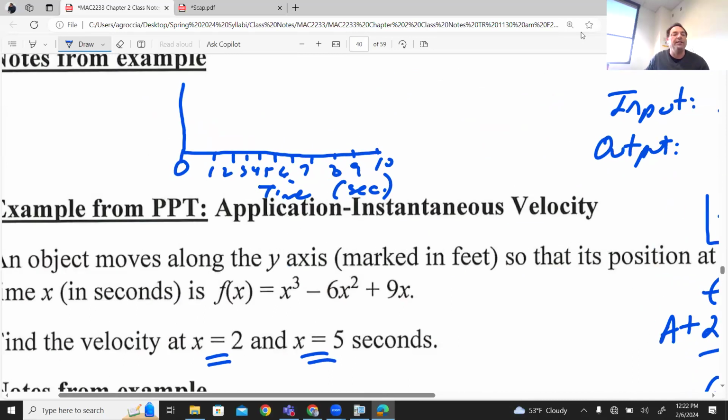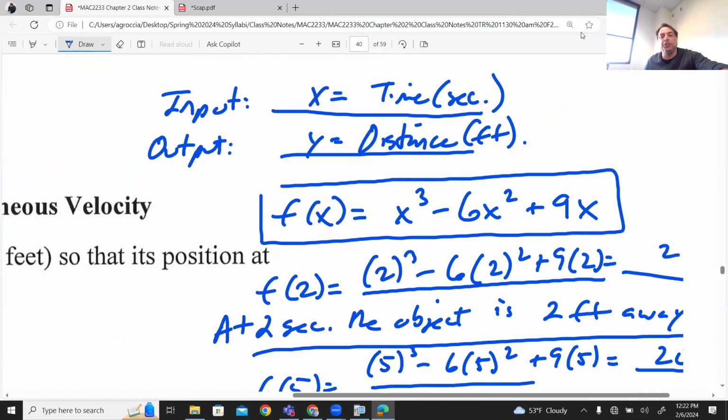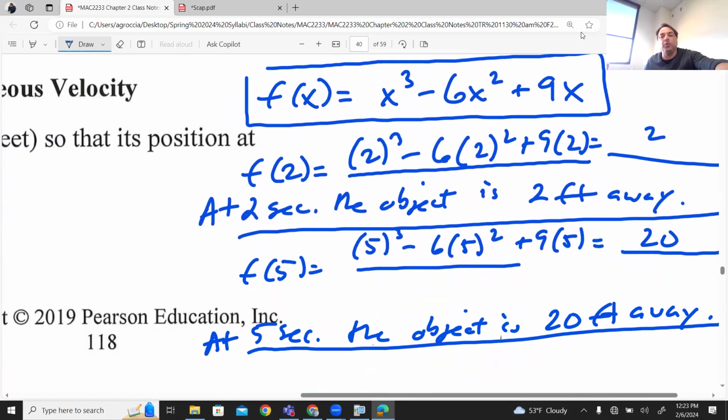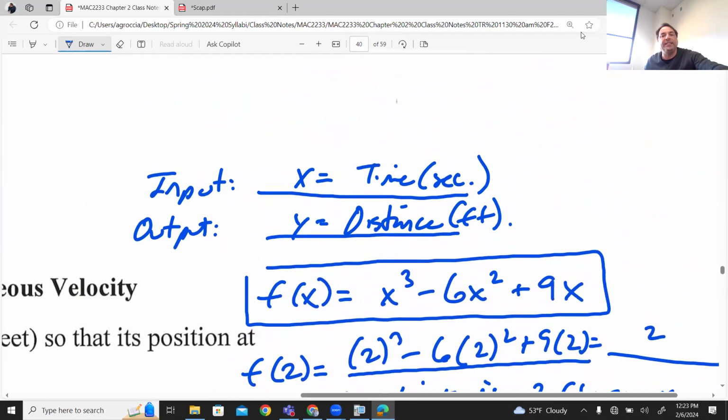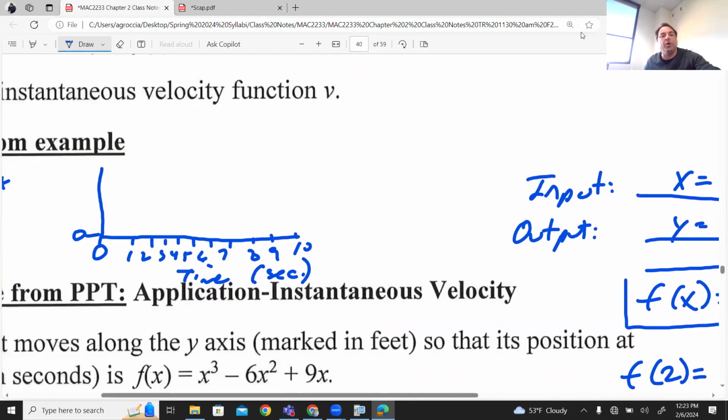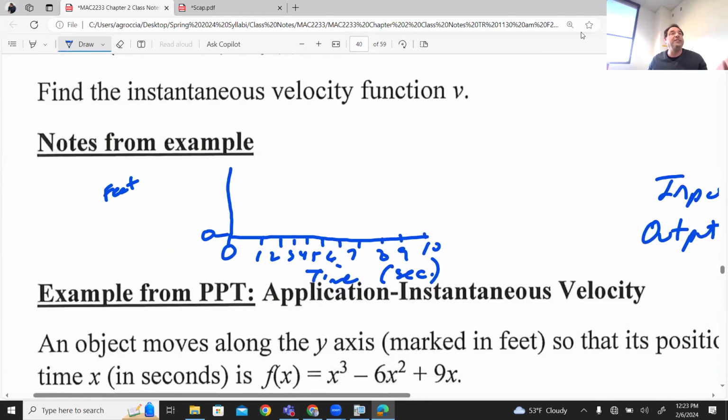Then my output is distance in feet. Well, the lowest is going to be 0. Looking at my outputs, what did I get? I got 2 feet and I got 20 feet. So that gives me an idea, how tall do I need to go? At least 20, so maybe go to 30. Perfect. So maybe we'll count by 5s. Maybe we'll count by 10s.